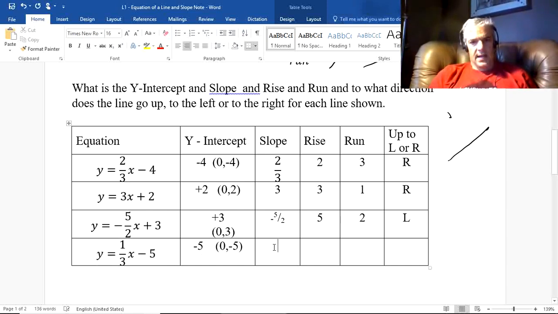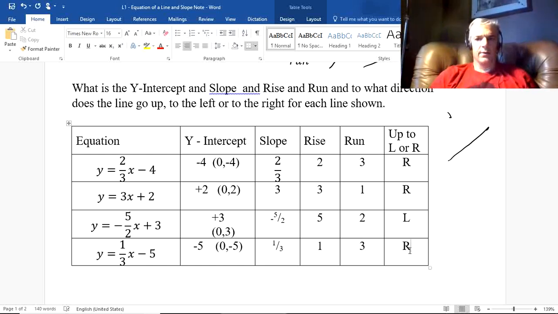And my slope is going to, in this case, be 1/3. So 1, and I'm just going to slash 3. That's probably the easiest way for me to write that. That means my rise is 1 and my run is 3. And it is a positive slope, so I put R here.